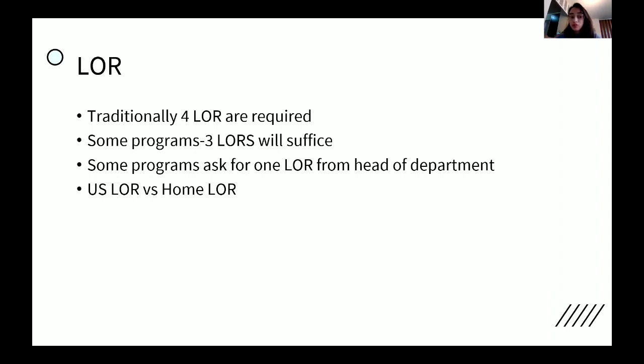It's important to put US LORs, but if you don't have a US LOR, or you're short on US LORs, make sure your home LORs are very personalized. They speak volumes about you. And home LORs are written by your own professors, right? You've known them for years, and you can always request them to write the home LORs.